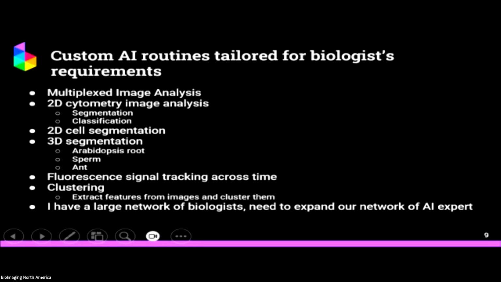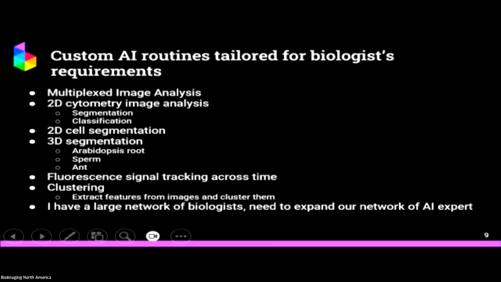For example, we developed multiplex image analysis. For 2D cytometry, we have been working on segmentation and classification. We also have problems with 2D cell segmentation. Sometimes we use Cellpose, sometimes we use StarDist, some different projects, some different models. We have been working on 3D segmentation also. These are really, really difficult problems. For example, for Arabidopsis roots, segmentation of 3D cells is a really difficult problem. We have used the tools that are available on the internet, but they are not able to solve the problem, so we need to develop something else.